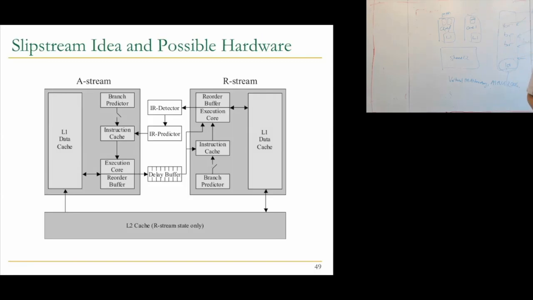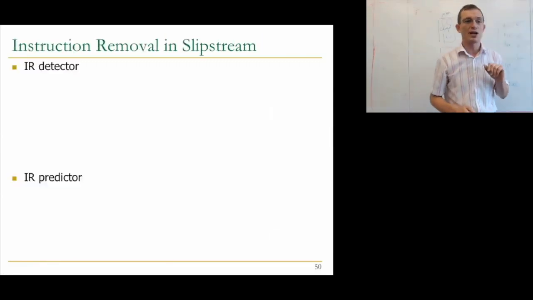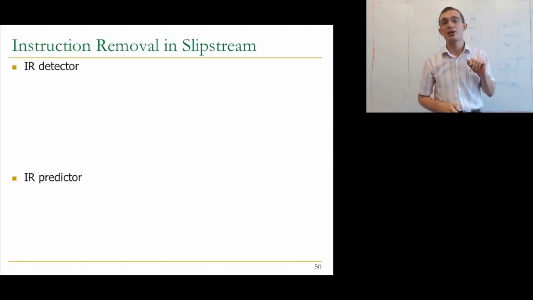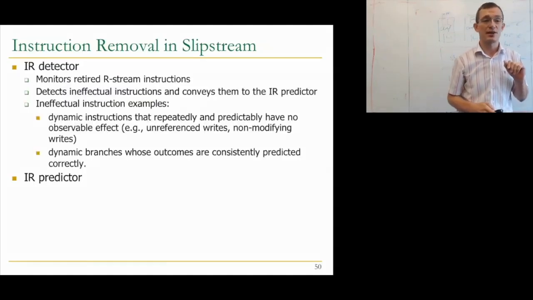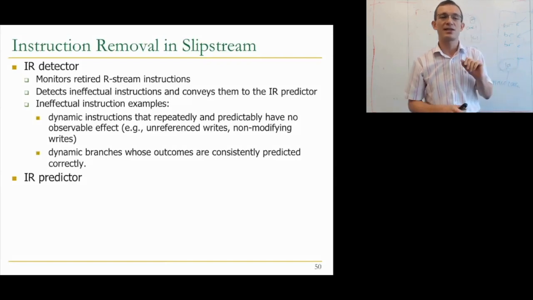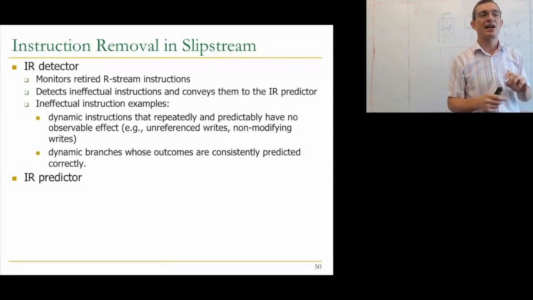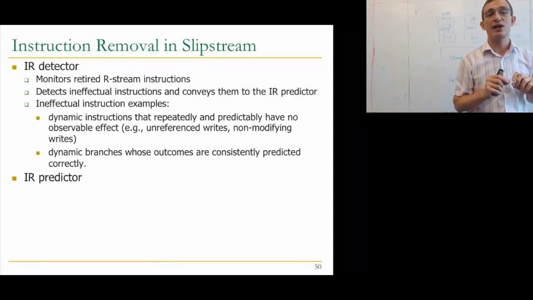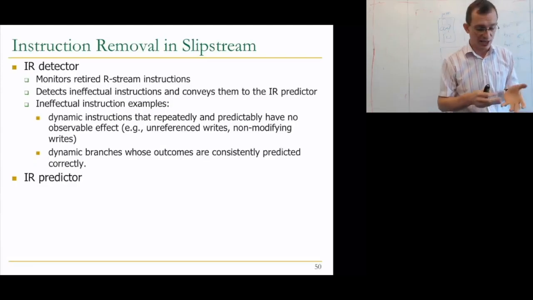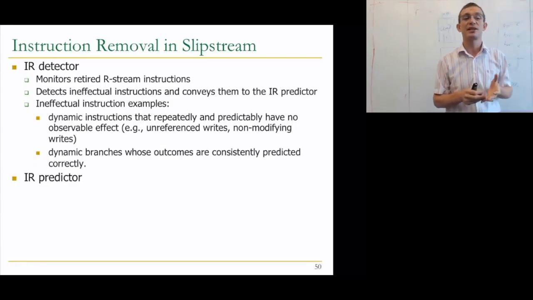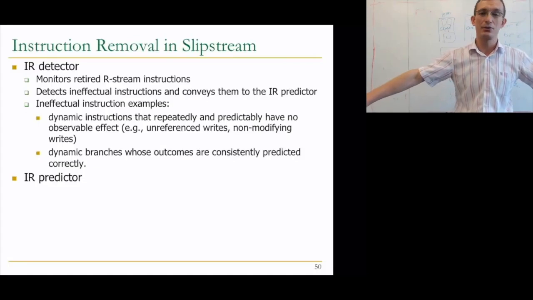You could do it in a multi-threaded context. You could do it in a multi-core context like this. So the key question is, how do you remove instructions in slipstream processing? This is actually a tough part of the slipstream processor. Basically, this IR detector detects ineffectual instructions and conveys them to the IR predictor. Ineffectual instructions are dynamic instructions that repeatedly and predictably have no observable effect. You would really like to remove those.